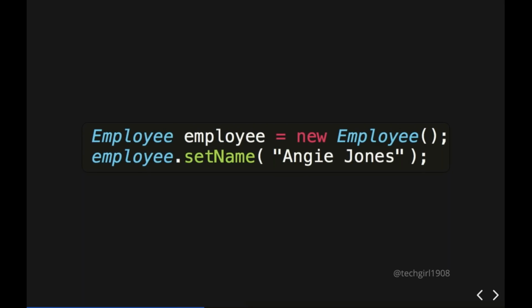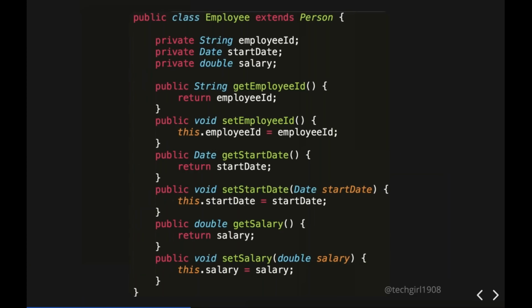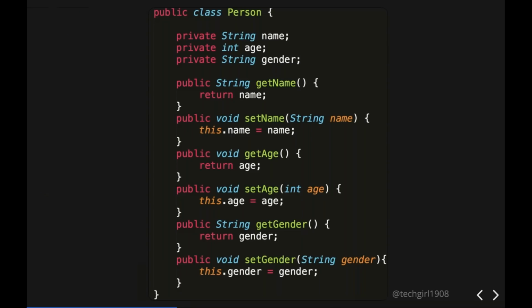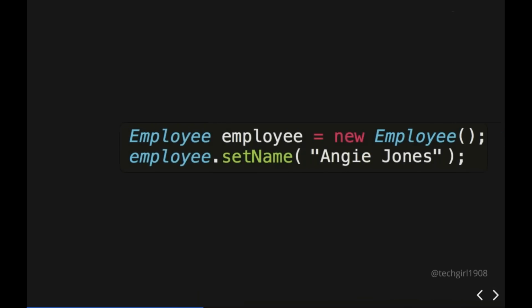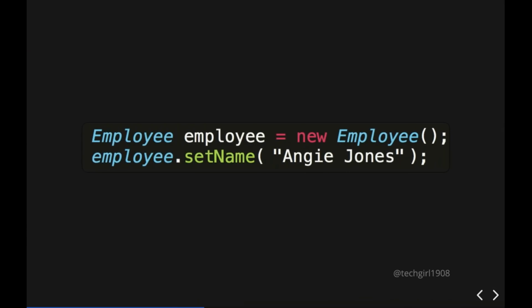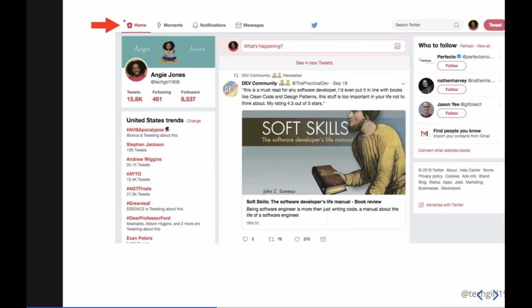So here is where I'm creating a new object that's an employee. And then I can use that employee object to call set name. Now notice set name, that method does not exist in this employee class, but because it inherited from person, set name is there, I can use it in this context. So this is really helpful when looking at test automation.